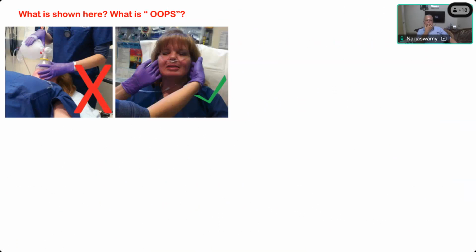So there are two patients and pictures shown here. One is marked wrong, one is marked right. What is the difference you see between these two patients? This patient is being ventilated with an ambu bag mask ventilation, and it is marked with a red X, which means the procedure being done is wrong. And the second one is given a green tick, which means it is being done correctly.